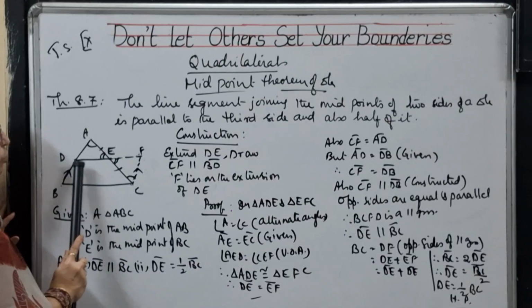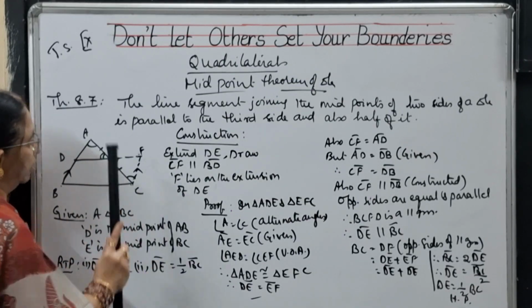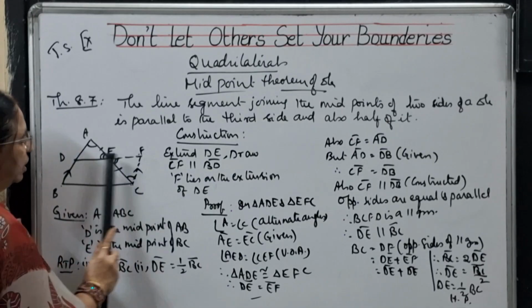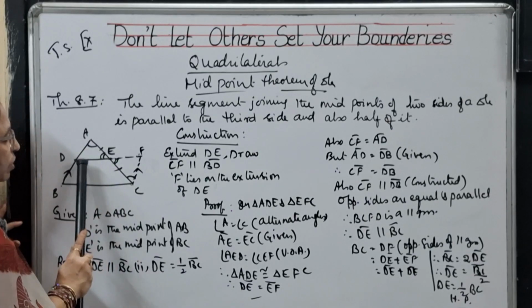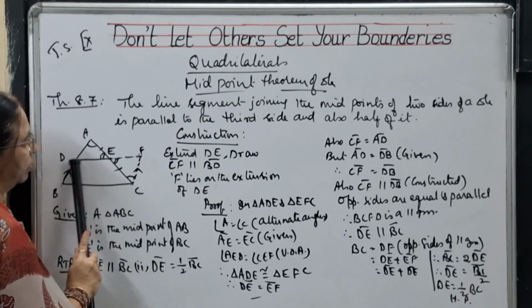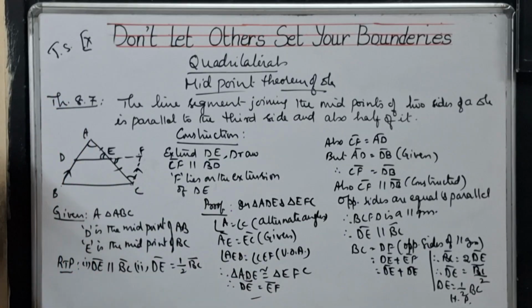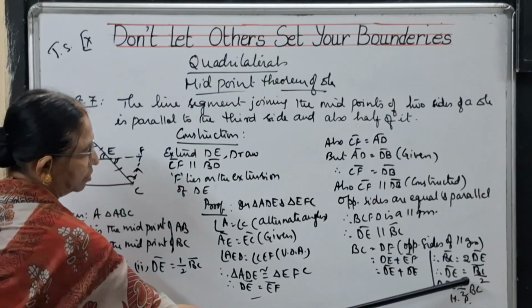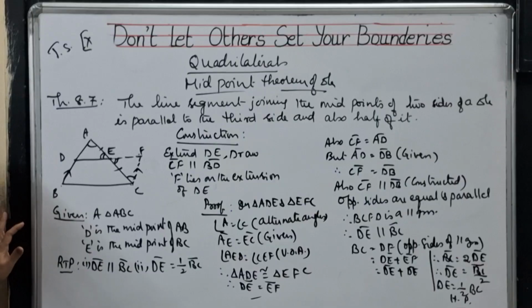Now we need to prove DE is half of BC. See, BC is equal to DF because they are opposite sides of the parallelogram. And what is DF? DE plus EF. But here we said DE is equal to EF. So instead of DE plus EF, I have written DE plus DE. You can see it here. DE plus DE. That means BC is equal to 2 times DE. That means DE is equal to BC by 2. So DE is equal to half of BC. This is the proof, children. Please note it down.